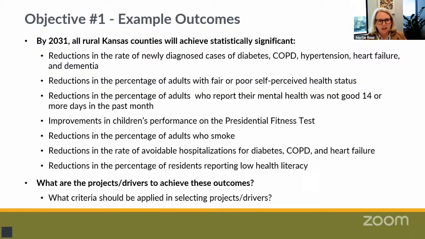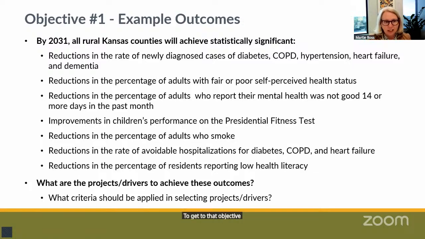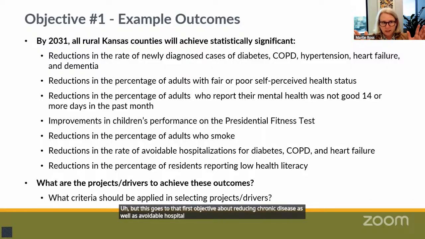So this is taking the next step. If we have an objective, remember we talked about how we go from priority to objectives. We then asked ourselves, how will we know if we achieved the objective? What are the outcomes that we need to get to that objective? And this is, again, by way of example only, but this goes to that first objective about reducing chronic disease as well as avoidable hospitalization, so primary and secondary prevention.